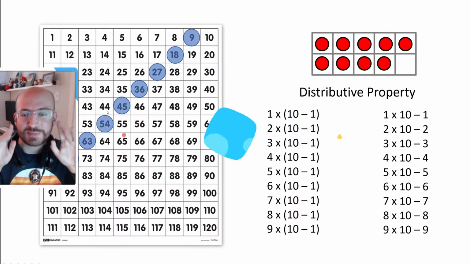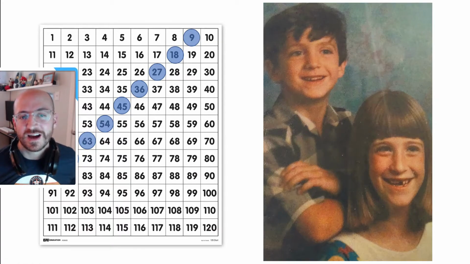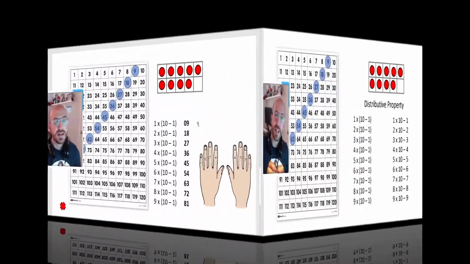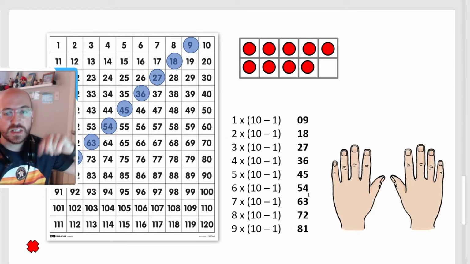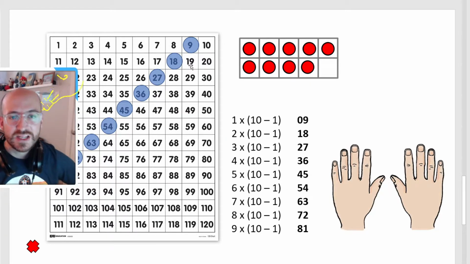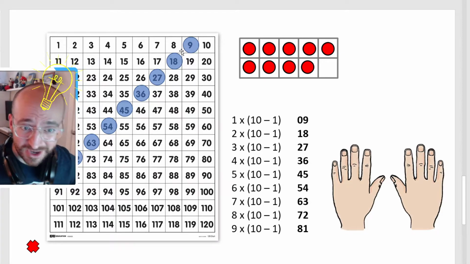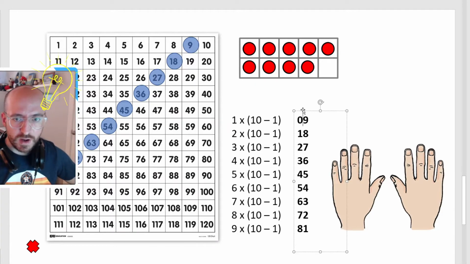So let's get this trick my sister taught me and figure out why it works. 9, 18, 27, 36, 45, 54, 63, 72, 81. And you see the pattern in the hundreds chart. Look at the pattern in the numbers themselves.